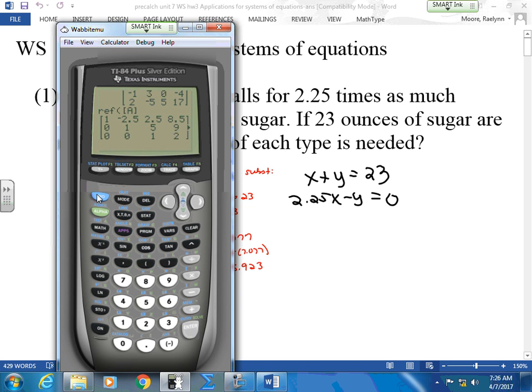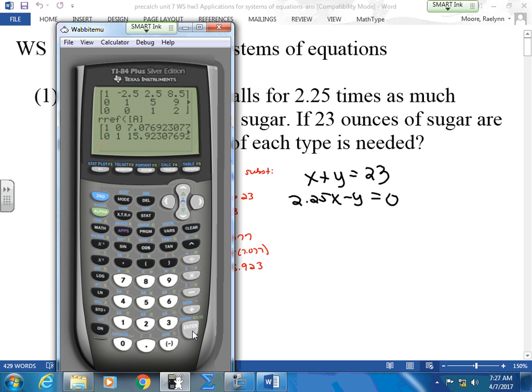And go to your matrix. Look how. Here. And see if you get those answers. So this tells me x should be 7.077. Y should be 15.923. I should get the same exact answers when I use my calculator. It just may mean you have to line some things up a little bit.